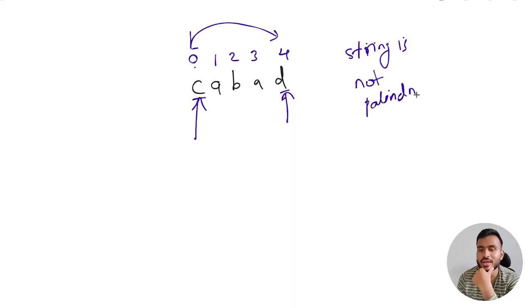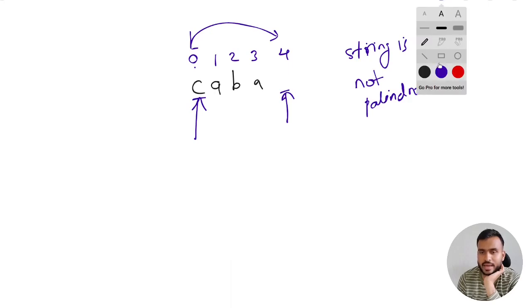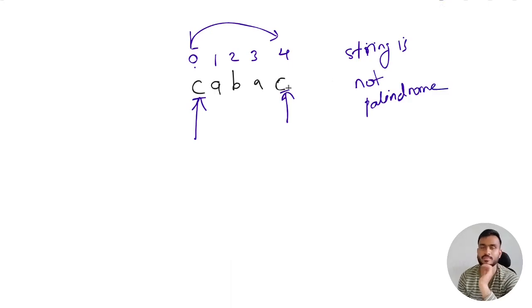Okay, I hope you are clear with this point. Now let's assume that the string is something like this. Instead of D, let's say we have C over here. Now in that case what will happen? The letters are matching, so letters are equal in this case. So we can't directly say that the string is a palindrome because only one pair is matching. It may happen that the other pairs are not matching.